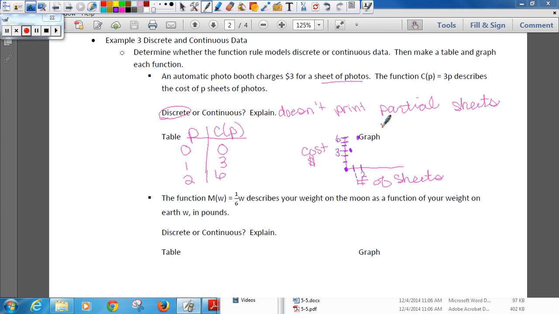The second example here is the function m of w is equal to 1/6 w. It describes your weight on the moon as a function of your weight on Earth, w, in pounds. When we are talking about weight, you can be half a pound, so you can connect these because it is continuous. Your explanation would be you can measure weight in parts of a pound.